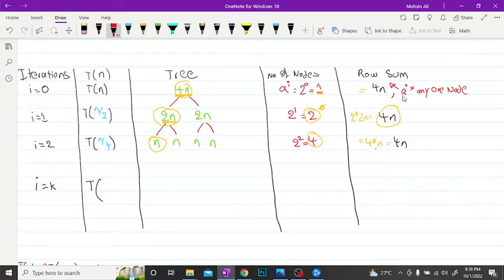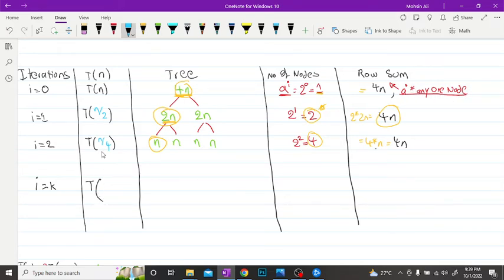This formula and this formula are fixed for every question, but for T of n, this is not going to be fixed. This is something that you have to do on trial and error and based on intuition, and you have to look at the question, and this generalization is going to change for every question. For the number of nodes, a to the power i, and for the row sum, a to the power i times any one node is not going to change, but this is going to change.